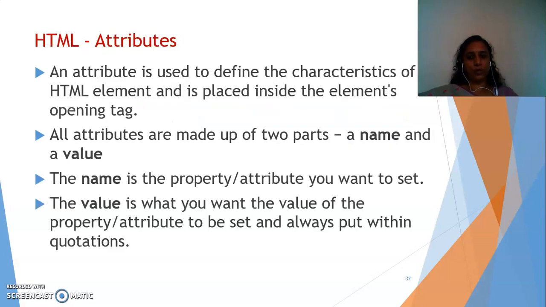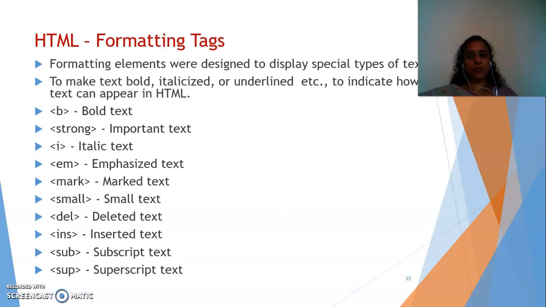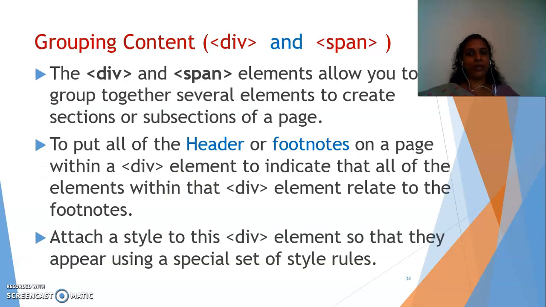Similarly, now you can see these attributes. Let me show you one small example for the attributes. These are various formatting tags. Some of them are very familiar to you all, like strong, which gives you important text in a highlighted fashion. Then you have italics, small I, emphasize the text with EM, marked text with MARK, small text, deleted text, insert, subscript, superscript. All these are various tags which will print the content in that particular fashion.